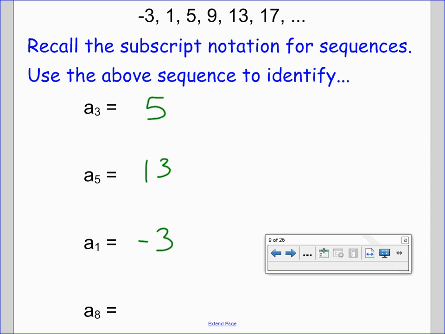Oh gosh. A sub 8. Well, is there a distinct pattern between these? Certainly. If we went from -3 to 1, 1 to 5, 5 to 9, could we figure out a sub 8? Absolutely. Everybody do it and be ready to share.